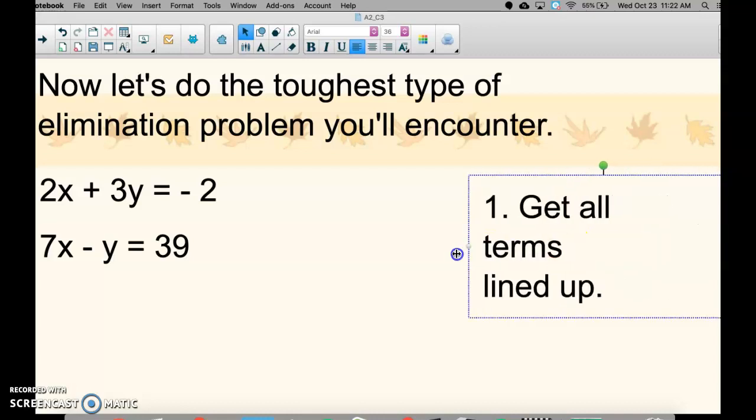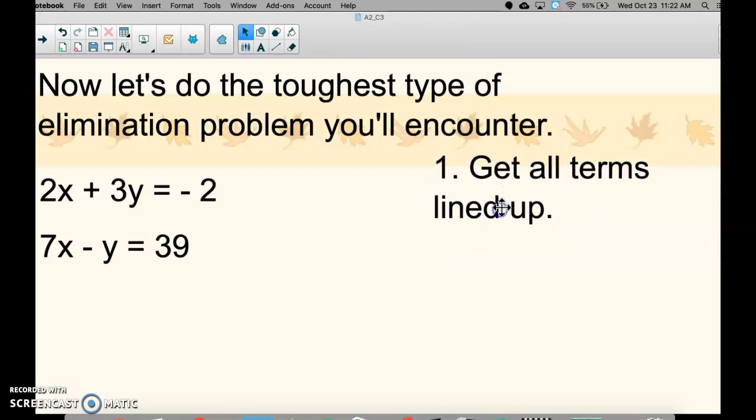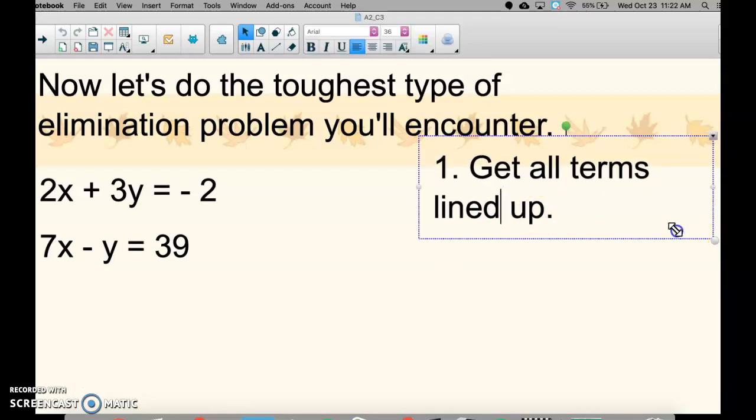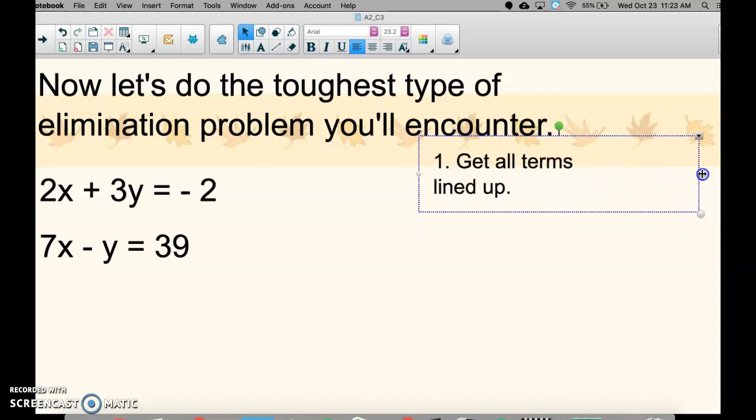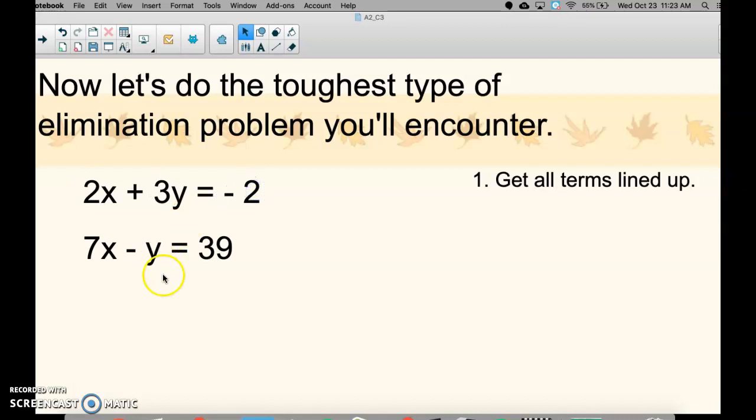So this first one's really easy because all the x's are on one side and all the y's are on one side and all of the non-variable terms, so your negative 2 and your 39, are on the right side. If they're not set up like that, it's really challenging to do this kind of problem. So I always just like to set it up like this. Once we've got it set up this way, I need something to cancel out. I need a variable to eliminate. But I don't see anything that would eliminate right now.